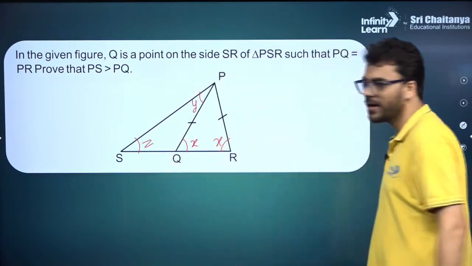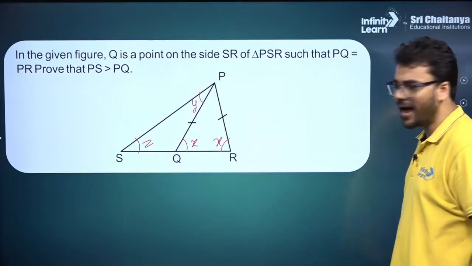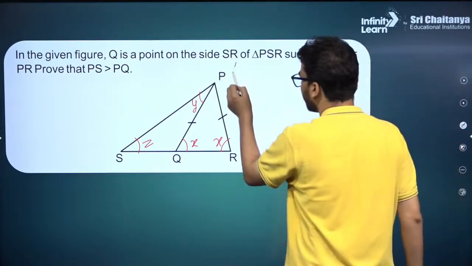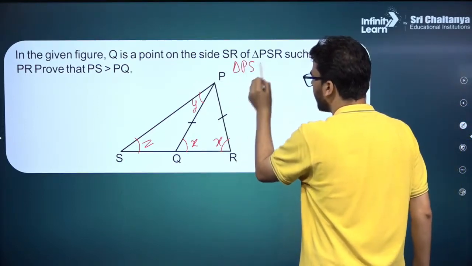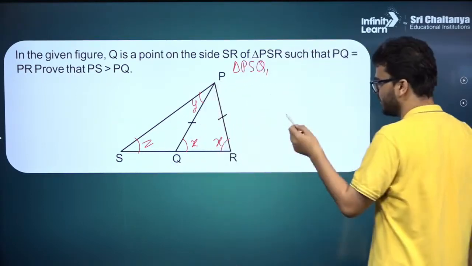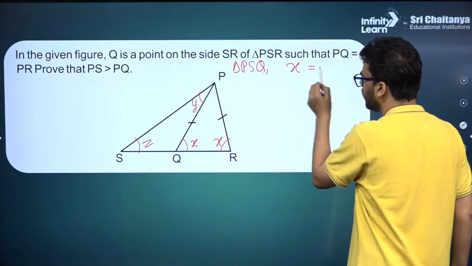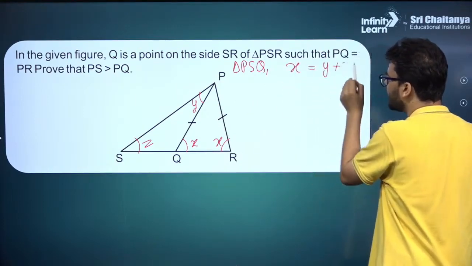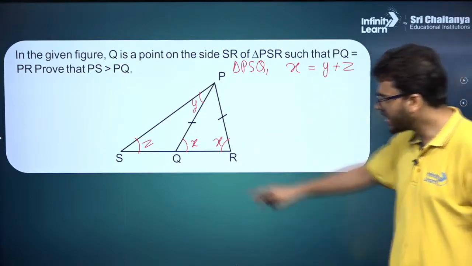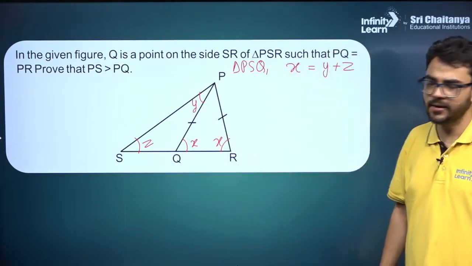I can say that over here, guys. Correct? Now you can use the exterior angle property. If you see this triangle PSQ, can I use the exterior angle property? Can I say that x is equal to y plus z, exterior angle property, guys? X is equal to y plus z, I can say over here. Can I not say that?